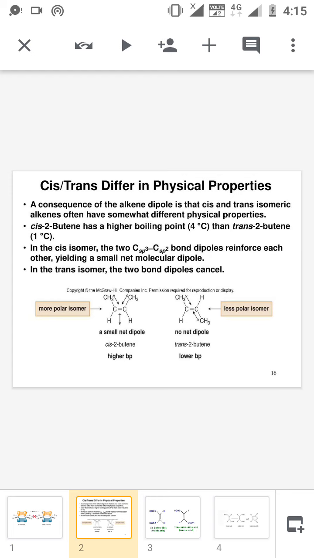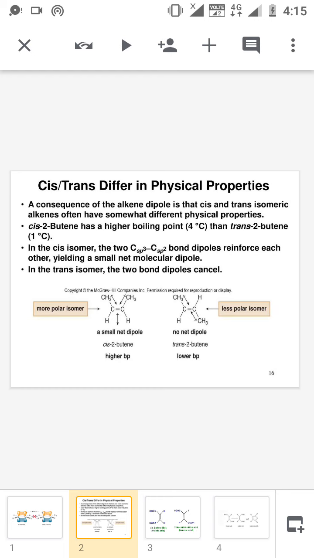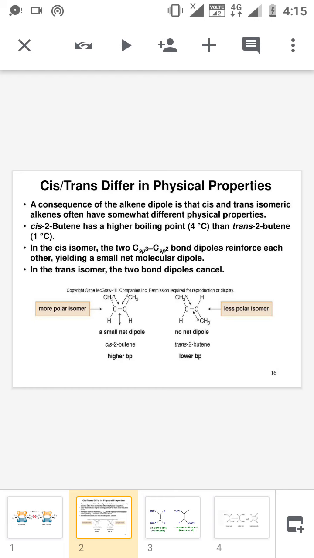Next is the boiling point of cis 2-butene and trans 2-butene. Cis 2-butene has a boiling point of 277 Kelvin and trans has 274 Kelvin. Here we can see that the cis isomer has the higher boiling point. This is mainly because the cis isomer has a higher dipole moment. See here, in the cis isomer, the two C-C bond dipoles reinforce each other, yielding a small net molecular dipole.